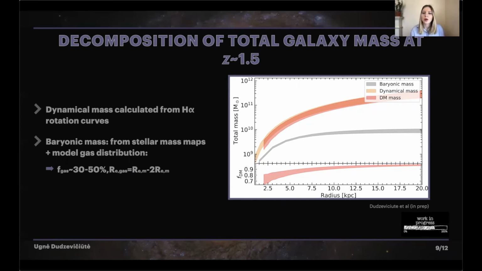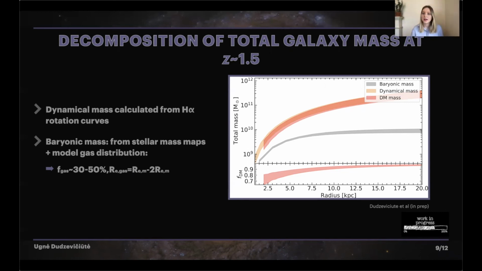And this is still work in progress, but we can see that for this galaxy that is shown on the right, the dark matter component is the dominant component. We find this by assessing the dynamical mass and baryonic mass, and of course what's left over is the dark matter mass. And we can see that the fraction of dark matter in this galaxy is around 0.8, 0.9, even at small radius of 3 to 5 kiloparsecs.